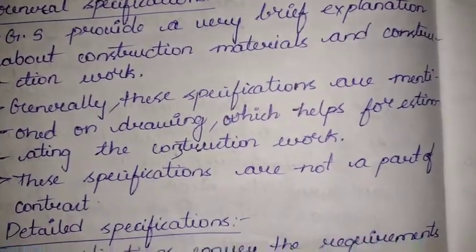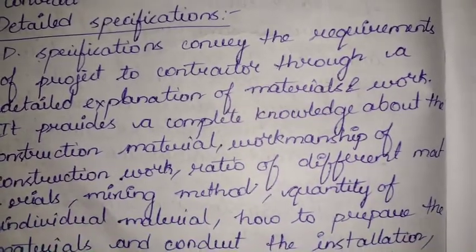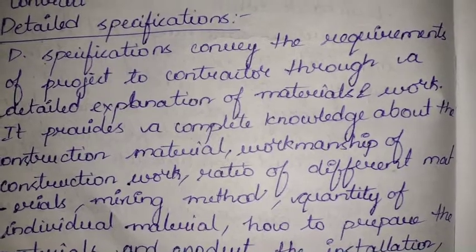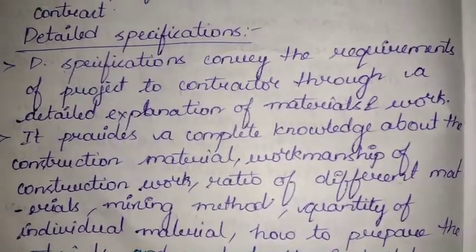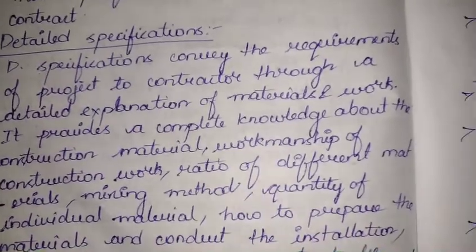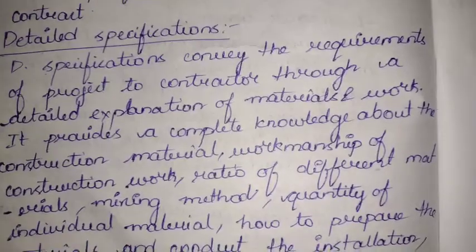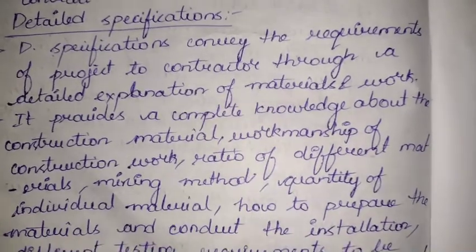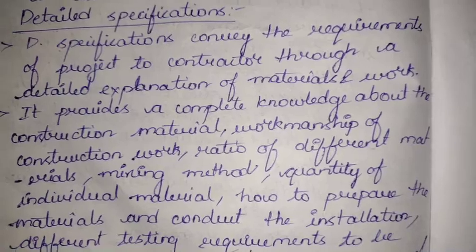Next, going to the detailed specifications. These are again subdivided into standard specifications and special specifications. First, let us see what a detailed specification is. A detailed specification is nothing but a detailed description. It expresses the requirements in detail. Detailed specifications convey the requirements of the project to the contractor through a detailed explanation of materials and work.